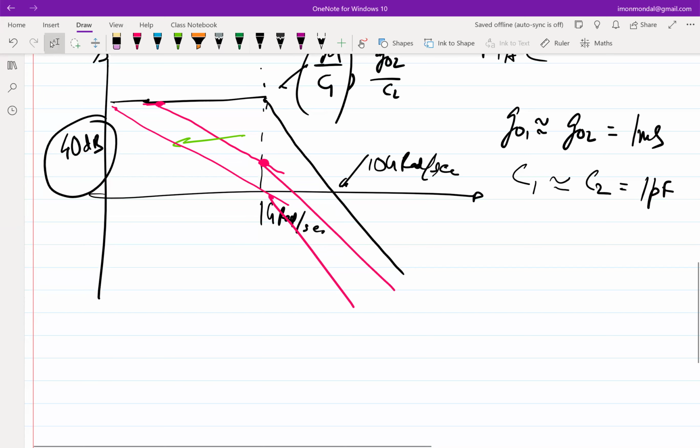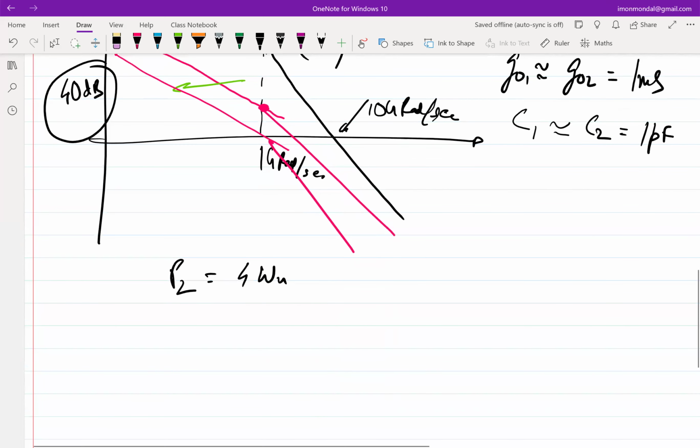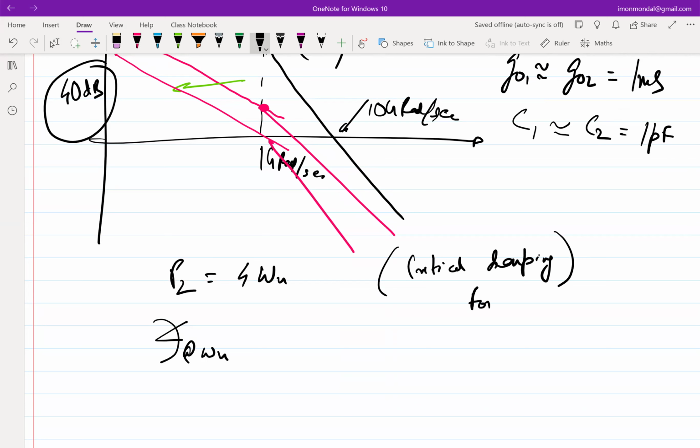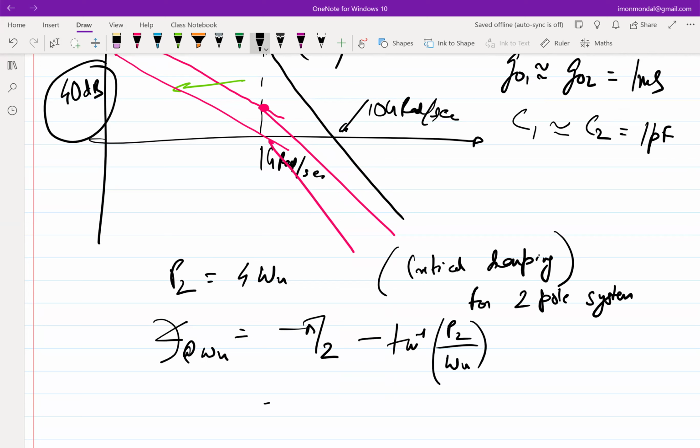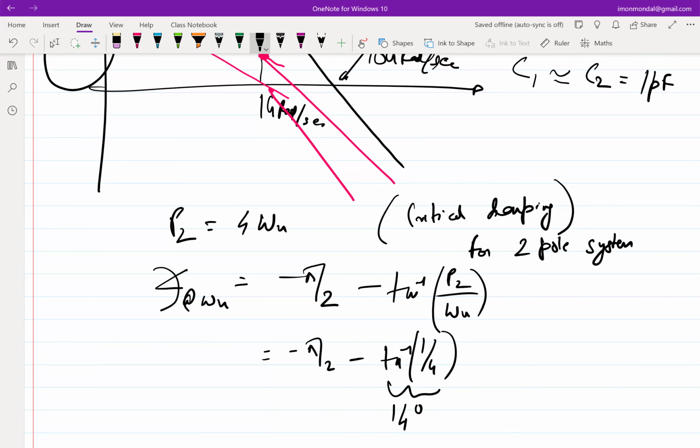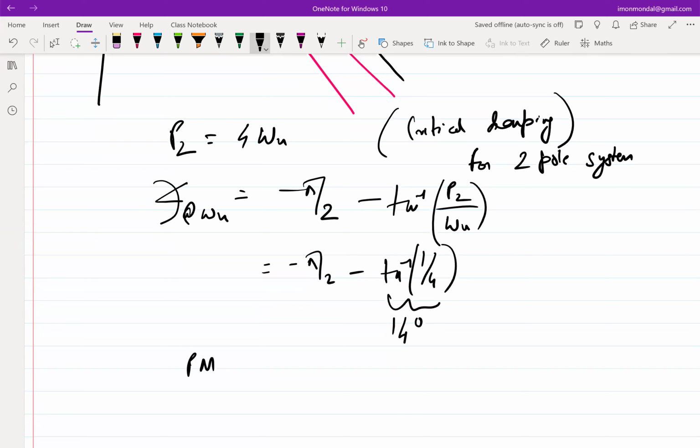But all we need to know is, in order to get a critically damped system, we want P2 to be 4 times ahead of omega u, right? So if P2 equals 4 times omega u, what is the excess phase? This is for critical damping, for two-pole systems. So you get minus pi by 2 because of the first pole. And for the second pole, with P2 over omega u, you get minus pi by 2 minus tan inverse 1 over 4. So this roughly corresponds to 14 degrees. So the phase margin for a critically damped system is approximately equal to 76 degrees.